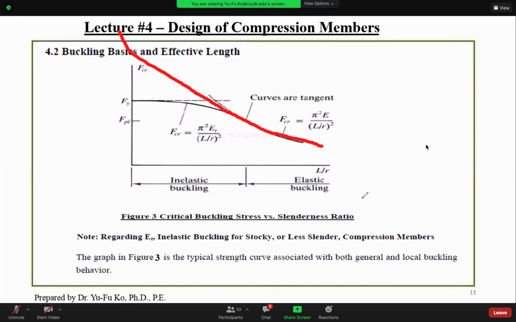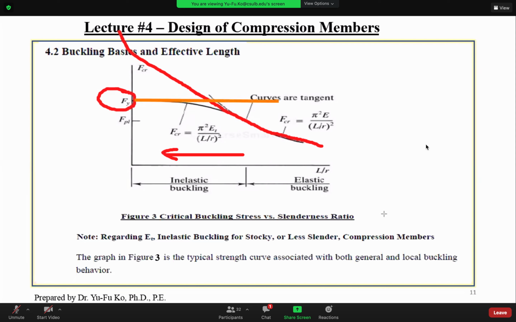But as you can tell, when the slenderness ratio becomes smaller, then somehow the buckling stress Fcr is bigger than Fy. So this is not realistic. We have to cap or limit this value. That's why here the limit is up to Fy.